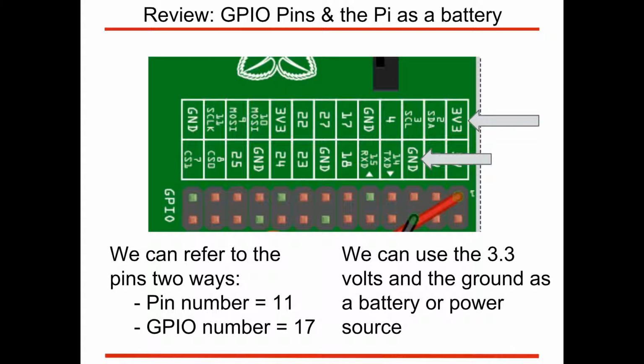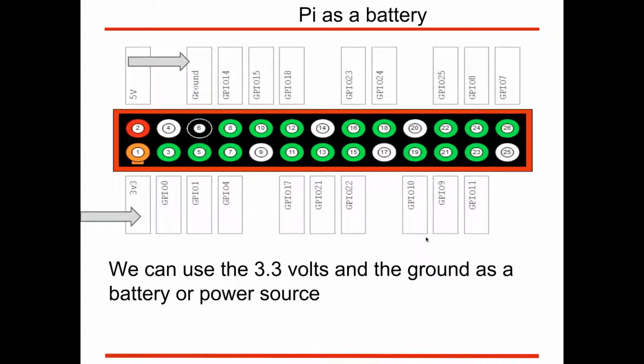All right. Now, we're going to be looking at what's called Fritzing. They're like digital schematics of the Raspberry Pi. And another way, if you turn your head to the right, here's a digital view of it. Just a review. We can refer to them as pins, or we can refer to them as GPIO numbers. And we can use the 3.3.